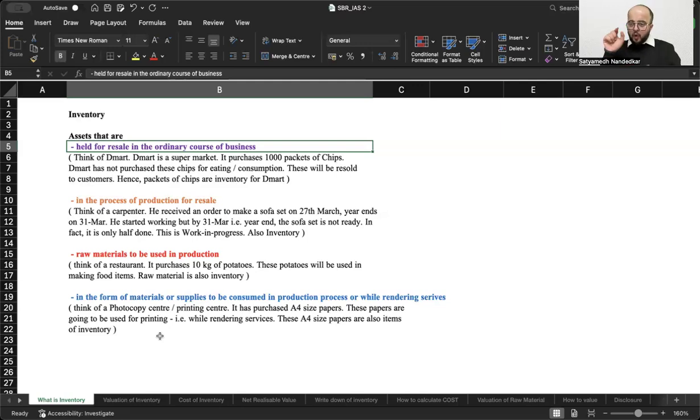The paper on which the printing is going to happen, that paper is also inventory. It has sheets and sheets of A4 size papers. These papers are going to be used for printing, that is, while rendering services, and hence these are also a part of your inventory. So inventory is assets held for sale in the ordinary course of business, items which are in the process of production, so semi-finished goods or work in progress, raw material to be used in production, and assets that are in the form of materials or supplies to be consumed in the production process or while rendering services. All of these together are your inventory.